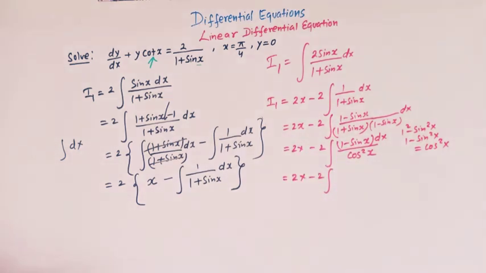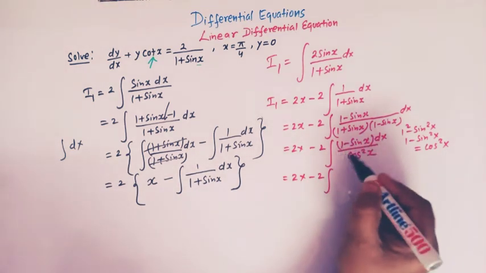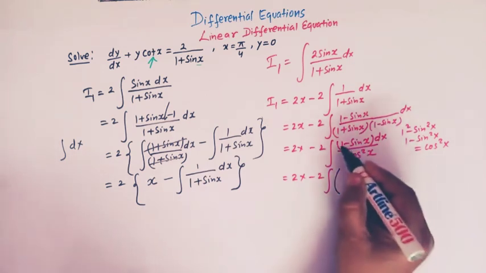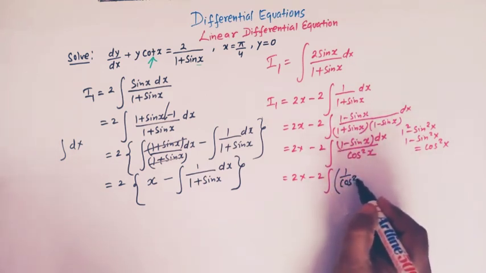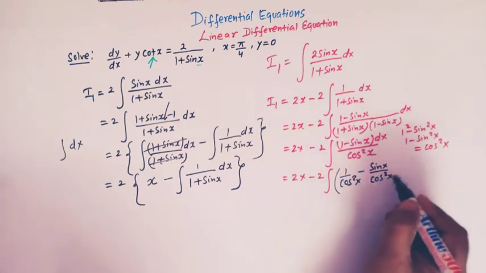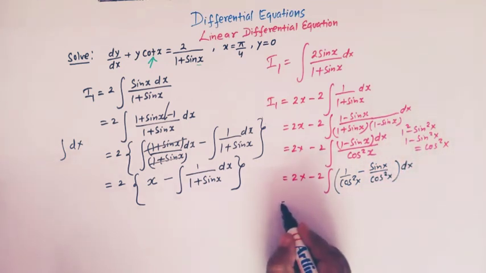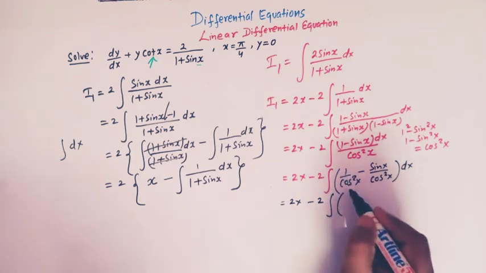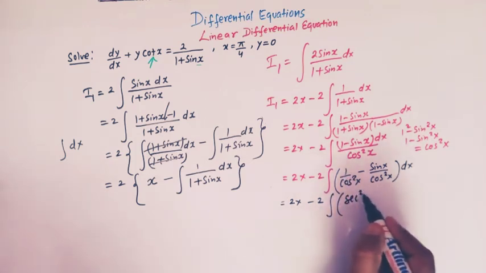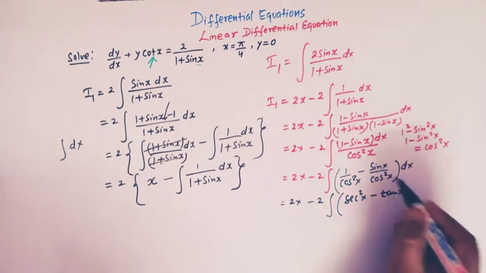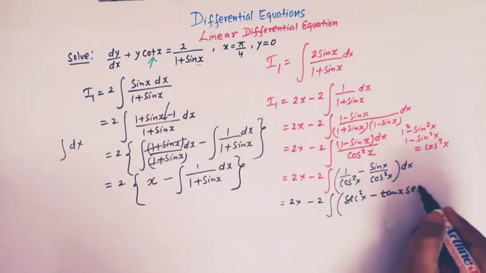Now what we will do, we'll separate this integral into two integrals, right? See how we can do it. We can write it as 1 over cos square x minus sin x over cos square x, right? And now we can rewrite it as 2 times the integral of 1 over cos square x, which is sec square x, and here we have sin x over cos x, which is tan x, and 1 over cos x is sec x, right?